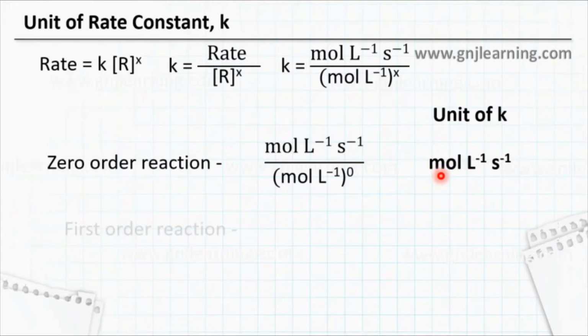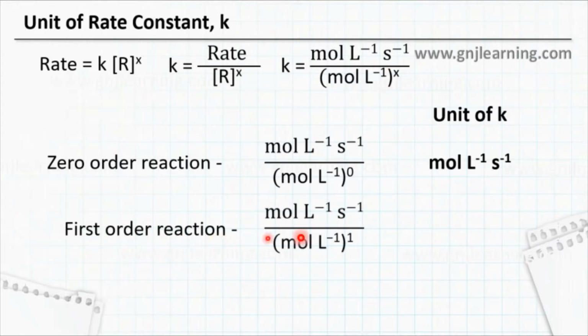If you look at the first order reaction, you will have the same equation, but here the value of X will be equal to 1. So mole liter raised to minus 1, second raised to minus 1 divided by mole per liter whole raised to 1. That means the denominator stands. This mole and this mole will move out, this liter and this liter will move out. Finally we will have only second raised to minus 1. So the unit in the case of first order reaction is second raised to minus 1.